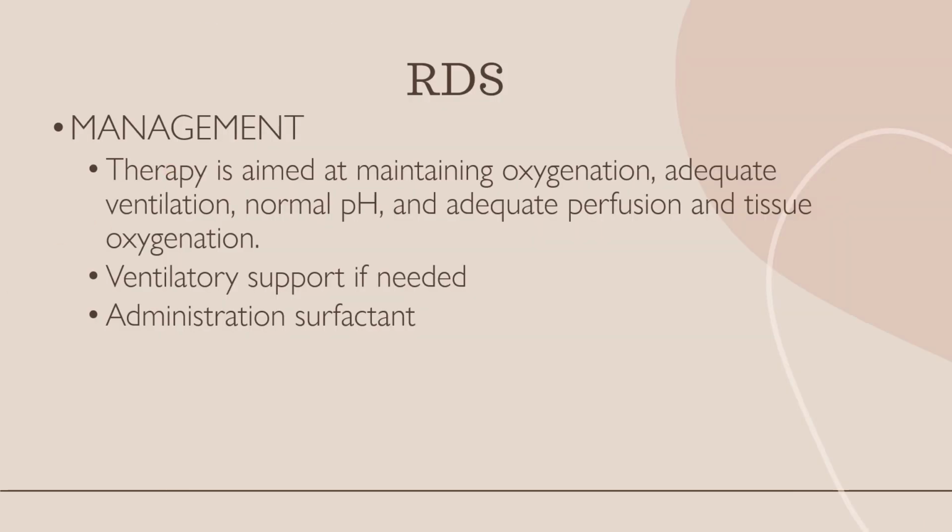So based on our information, what are we going to do? Well, our therapy is aimed at maintaining oxygenation, adequate ventilation, going back to ventilation and perfusion, and we want the goal of a normal pH, and with adequate oxygenation becomes adequate perfusion and tissue oxygenation. Those are our goals for this baby. And if we've got to give some ventilatory support, then that's what we've got to do. But primarily what these babies need is the administration of surfactant.